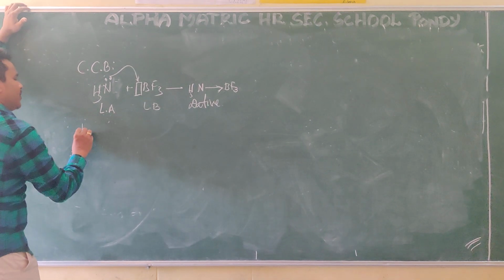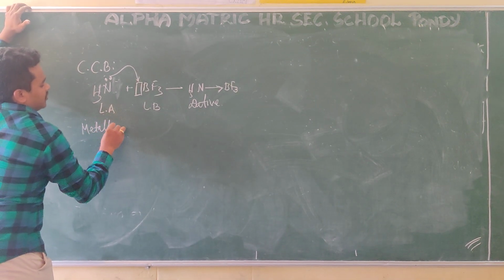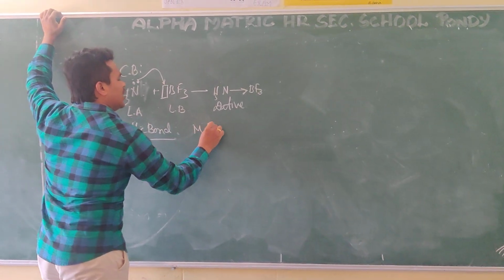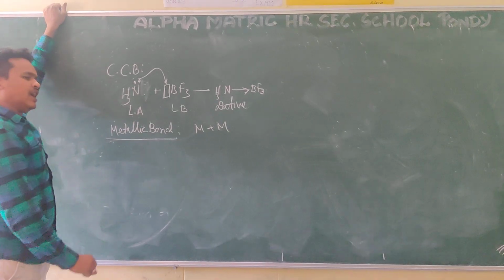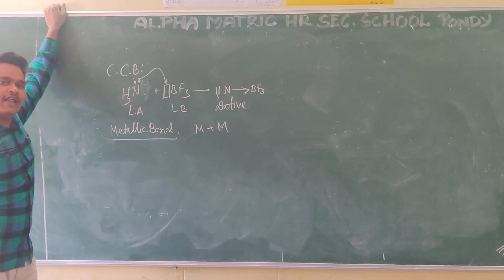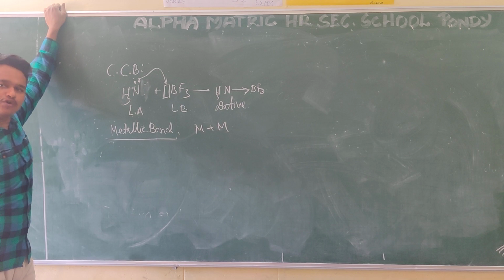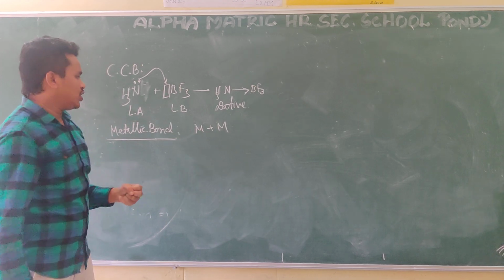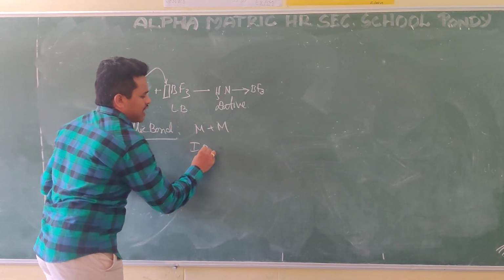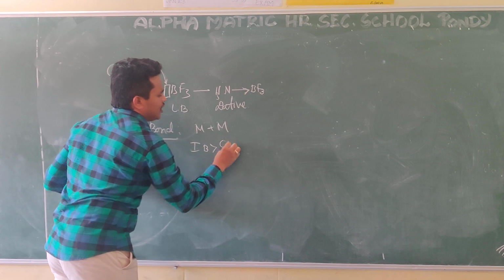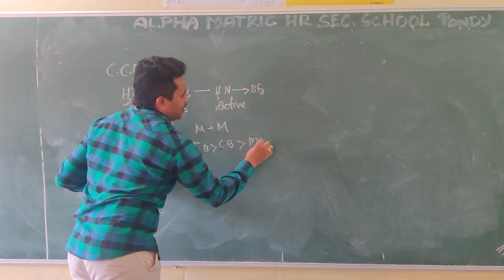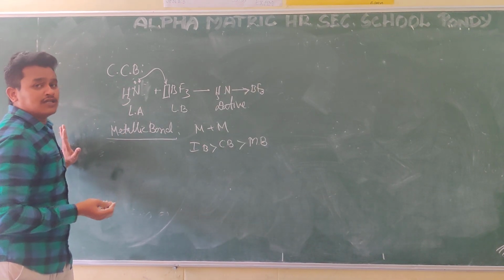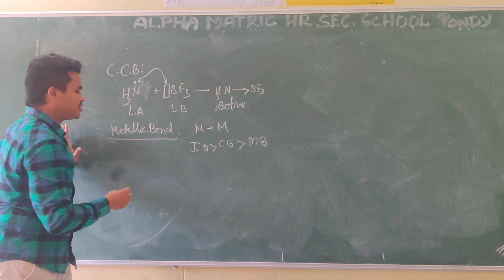Otherwise, the metallic bond. What is this metallic bond? This is in between two metals. What I want to say is, we are going to study melting and boiling points based on their bond strength. So an ionic bond has a higher melting and boiling point than a covalent bond, than a metallic bond. For metallic bonds, the strength depends on what?